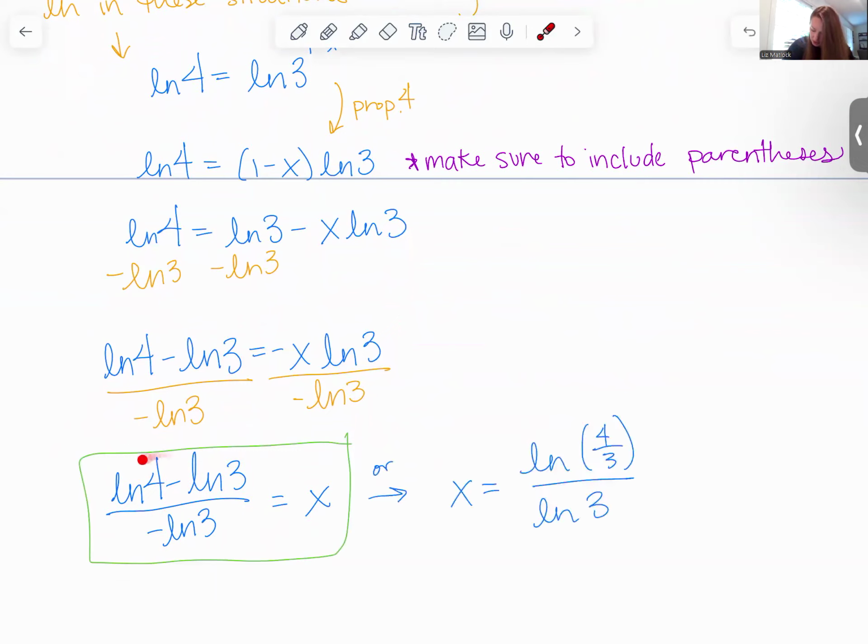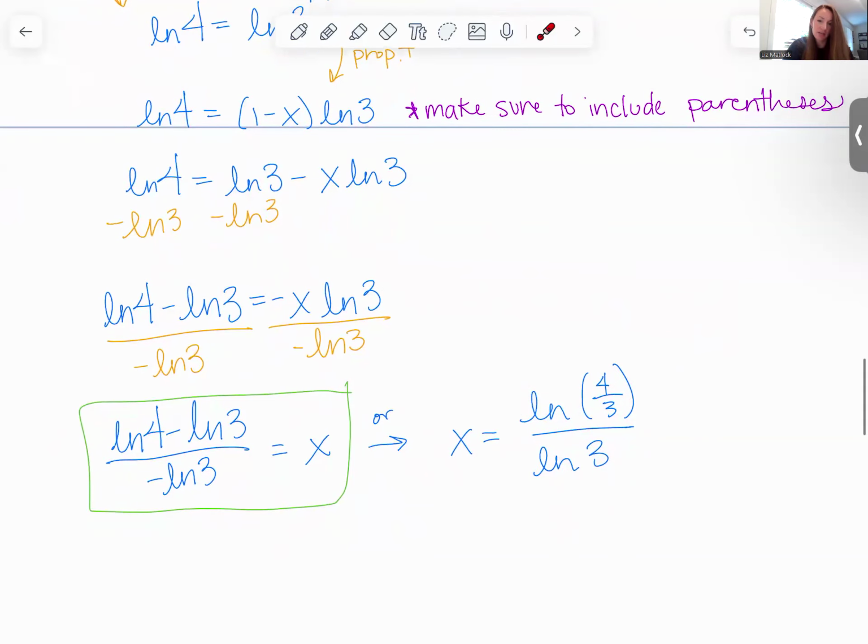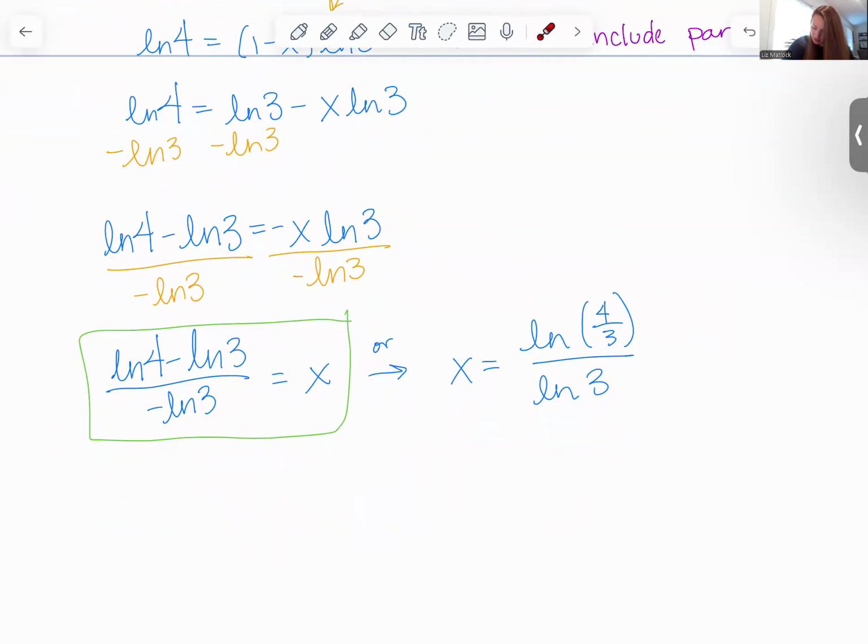And like I said, you could combine these two using property 3 and get ln of 4/3 over ln of 3. And again, you still cannot cancel these natural logs. Those are functions, okay? So you cannot cancel those. Those have to be there.